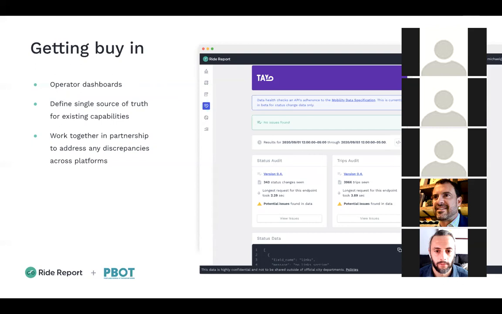The screenshot you're seeing here is of our data health feature. Teo is a fake operator. This is our demo dashboard, and it says no issues found right here. It would surface a red or yellow flag if any issues were found, and then it would actually show you the expression of the issue, such as no vehicle IDs coming through the MDS feed. And again, this is working towards finding alignment and reliability of our data and data trustworthiness.